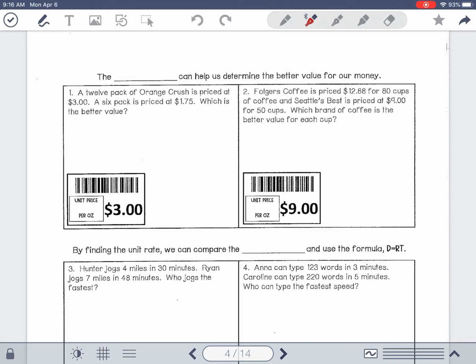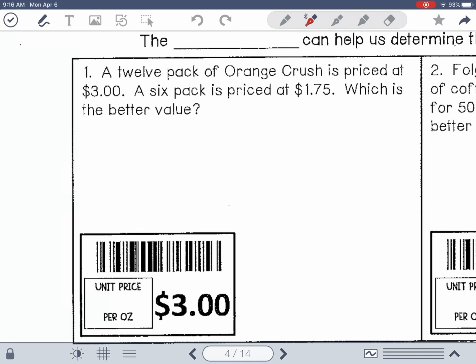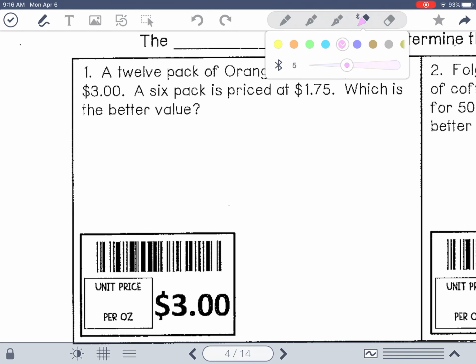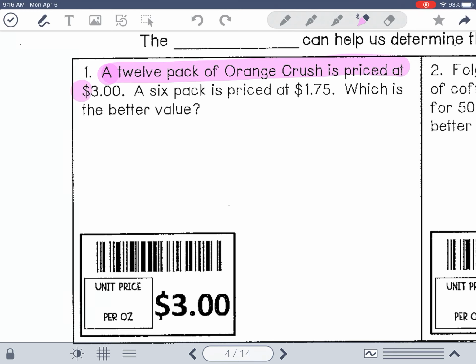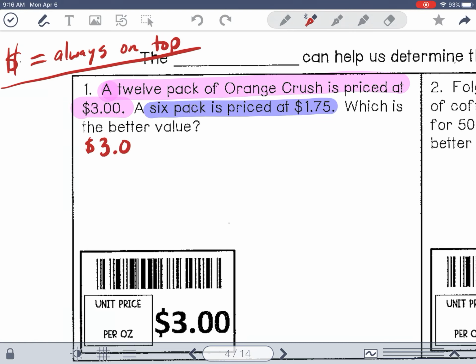Now we're going to take a look and find the unit rate. I know you've seen this at the grocery store with your folks. We have a 12-pack of Orange Crush for $3. Then we have a 6-pack for $1.75. Which is the better value? Remember, your dollars, your money, is always on top. So we're going to make this $3 for how many cans are in this pack?